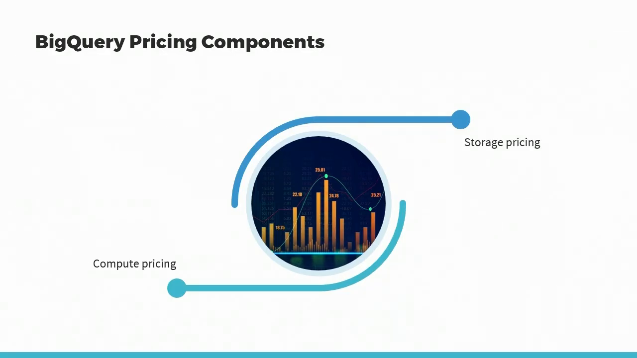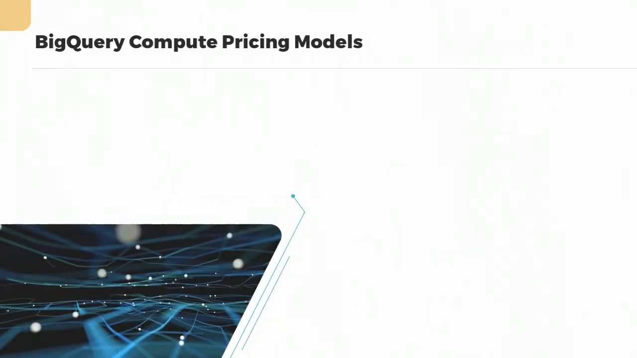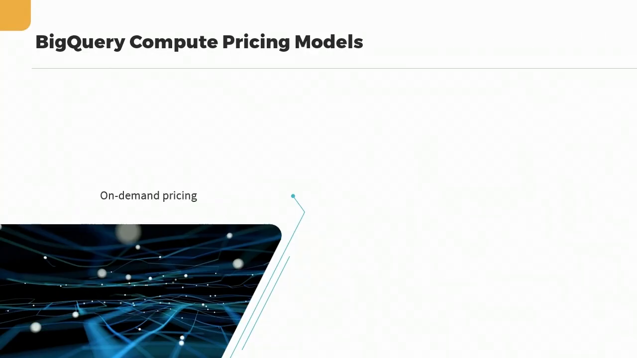But it's not just computing information, it's also storing the information. This is the cost to store the data that I load into BigQuery. Obviously, the more data I store, the more it's going to cost. Now, BigQuery has a few different pricing models. One of them is known as on-demand pricing. This is where I'm charged for the number of bytes that I'm processing for each query. The first 1 terabyte of query data that's processed per month is free.